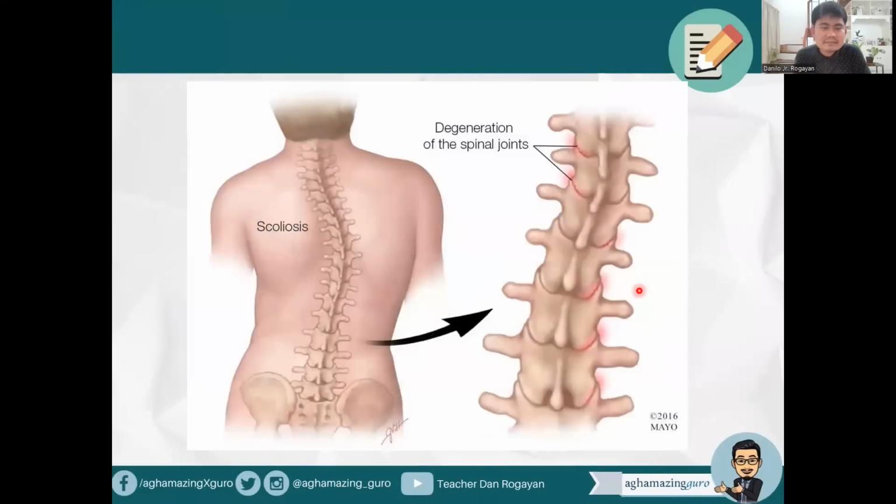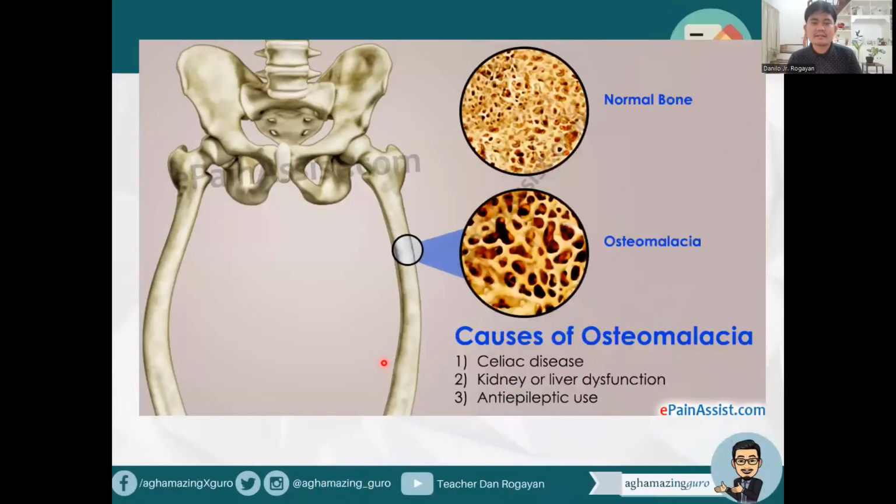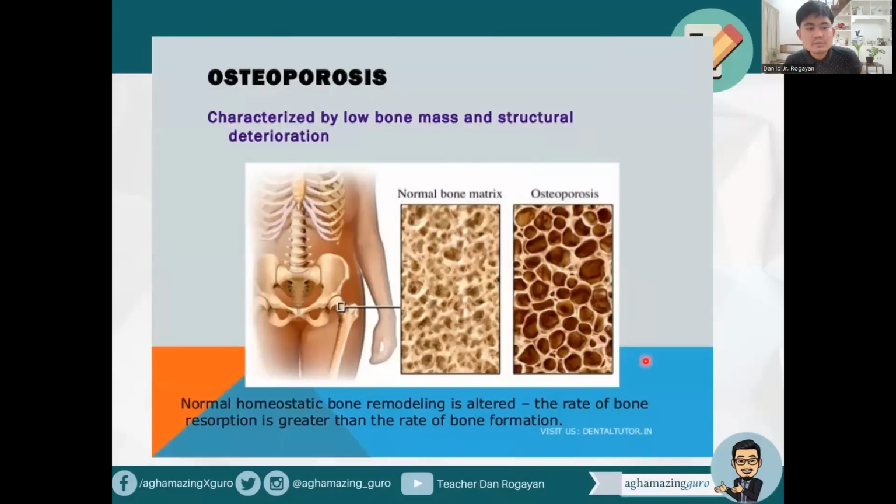So it's actually degeneration of the spinal joints, kaya siya scoliosis. So usually ang ginagawa, nagkakaroon sila ng metal frame dito as parang immediate or parang therapy para hindi din mahirapan yung tao na maglakad. So it's curvature kasi of the spine. So osteomalacia naman, usually, as you can see this the normal bone, and ito naman yung osteomalacia. You can see a lot of gaps here. So celiac disease, kidney or liver dysfunction, and then anti-epileptic. That is for osteomalacia. Then osteoporosis, characterized by low bone mass and structural deterioration.